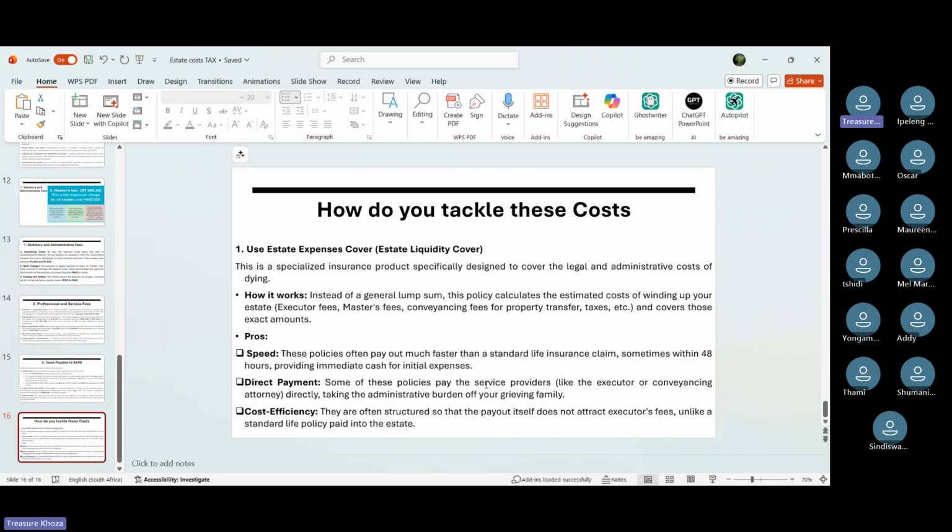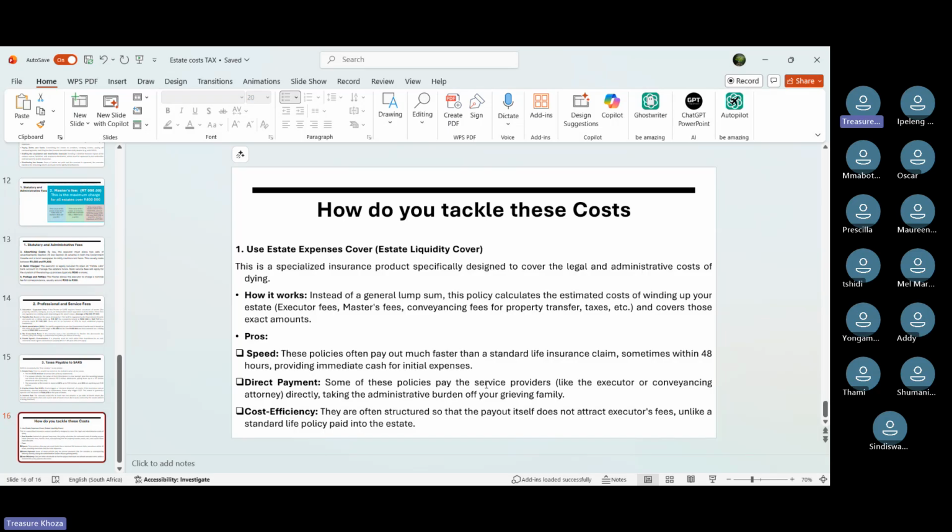The second thing is the direct payment. Some of these policies pay the service providers, like the executor and the conveyancing attorney, directly, taking the administrative burden off your grieving family. They can pay these fees direct to the executor you have appointed. The money can go straight without even going around your family, but you also have the right for the money to go through them, and then they're the ones responsible to pay for everything. Other than that, they can direct the funds to the people who need to be paid.